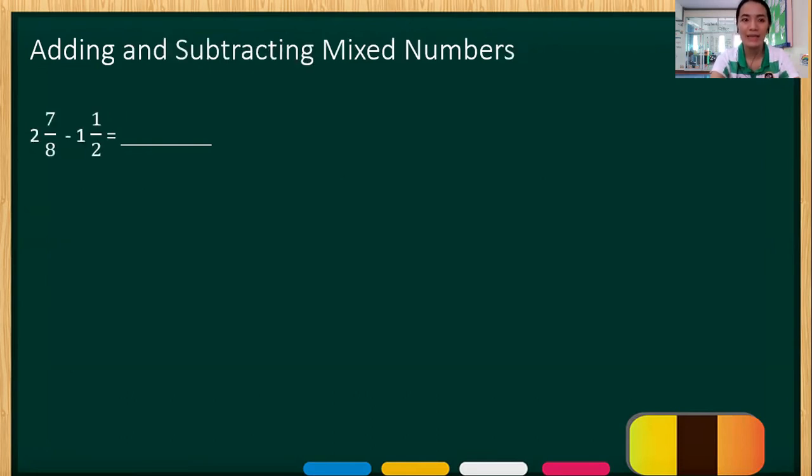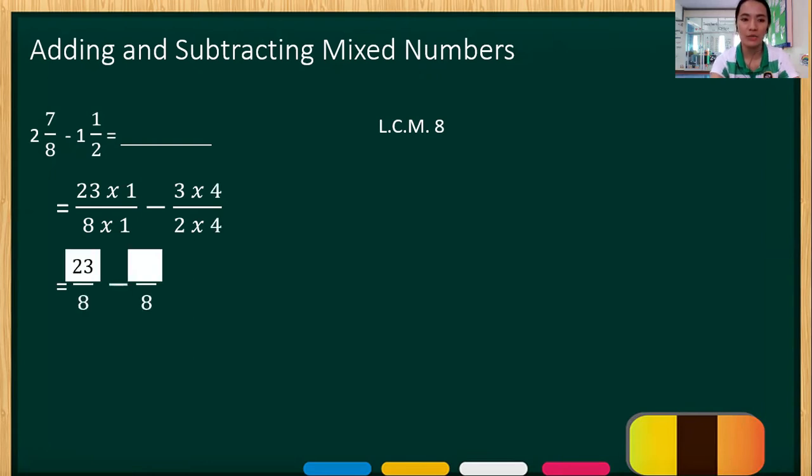Next, adding and subtracting mixed number. Okay, so first, get the LCM of the denominator, which is 2 and 8. 23 over 8 times 1, and 1 and 3 over 2 times 4. We will have the answer as 23 over 8 minus 12 over 8. Our final answer is 11 over 8 or 1 and 3 over 8.